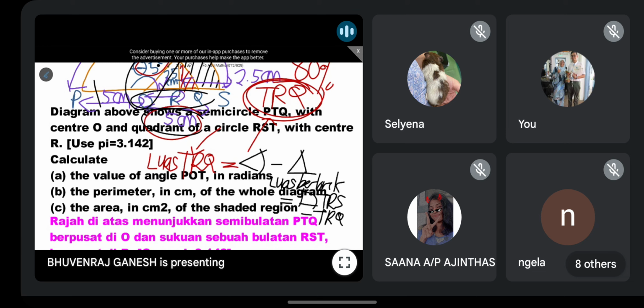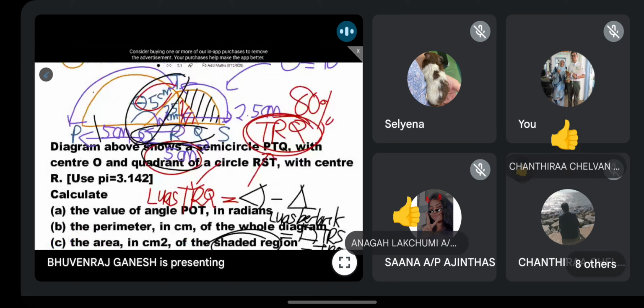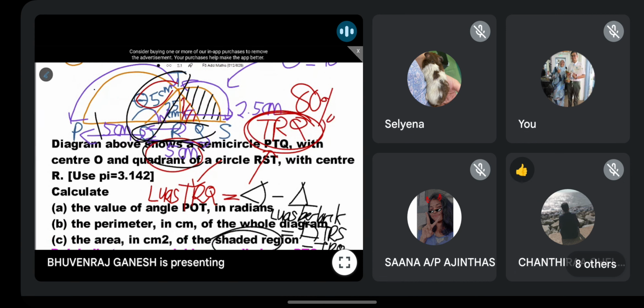Kamu ada dua langkah. Kamu kena cari TRQ dulu. Find TRQ first. Take sector minus triangle. You get TRQ. Second step, you want to find shaded region. Kamu nak kawasan berlorek, iaitu TQS. So how to get TQS? You take TRS, the whole diagram minus sector, bahagian kecil tu, iaitu TRQ. Understand guys? Can put like if you understand. Boleh tekan react kalau faham. So this is the step. You must use this way. Two steps to find the answer.